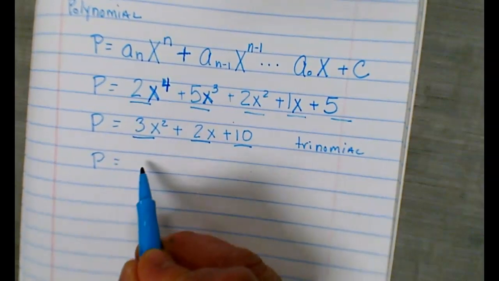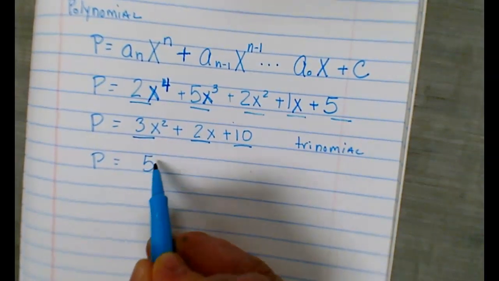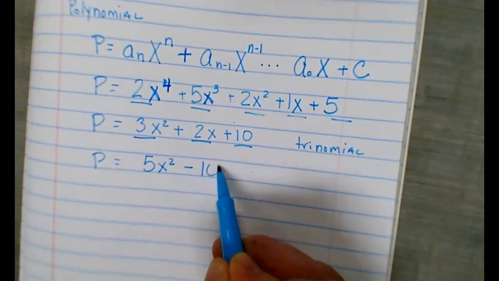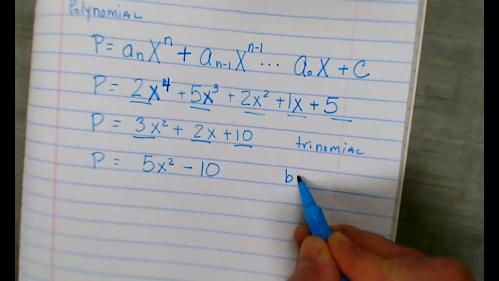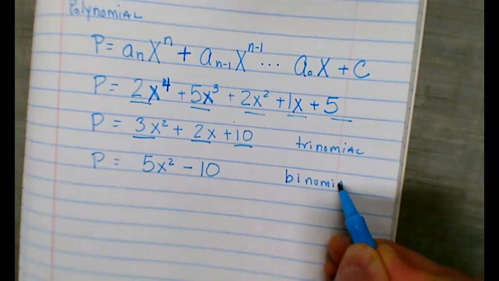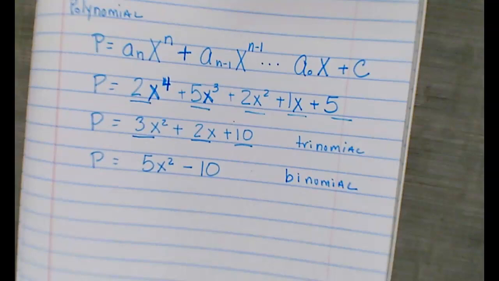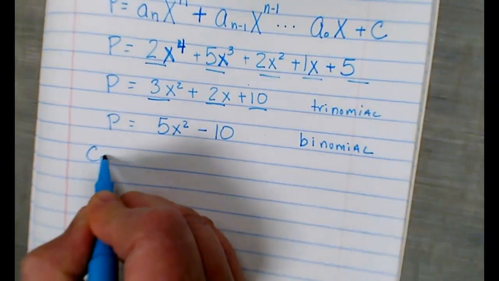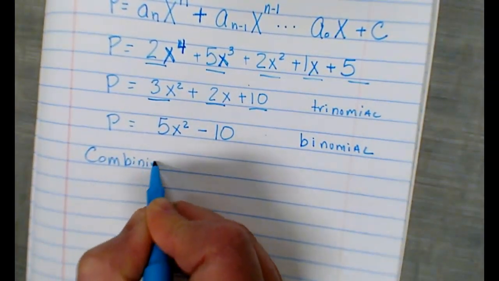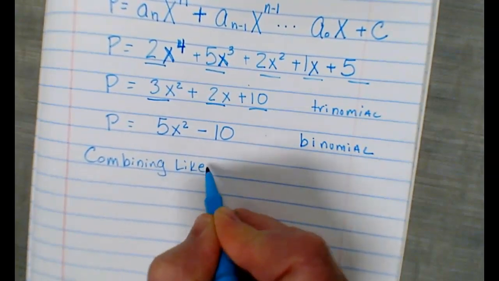Or we can have a polynomial, now this has an x squared, but it doesn't have an x at all. That's okay. How many parts does it have? It has 2 parts, so it's called a binomial. And when we have polynomials, we add polynomials by combining like terms.